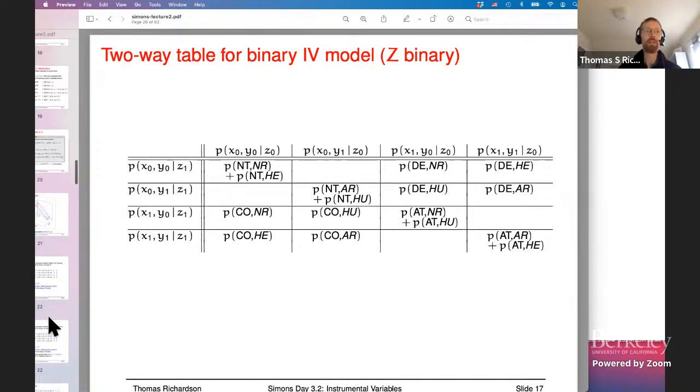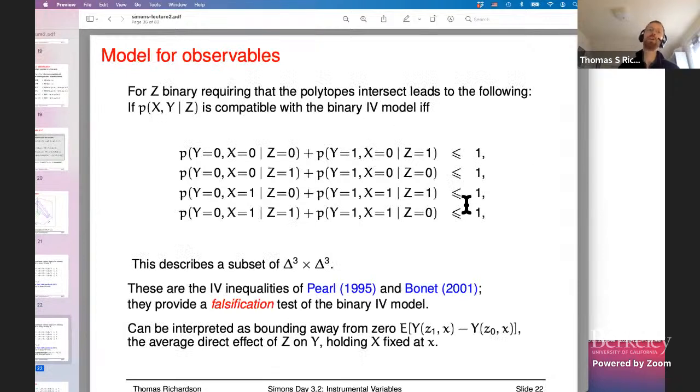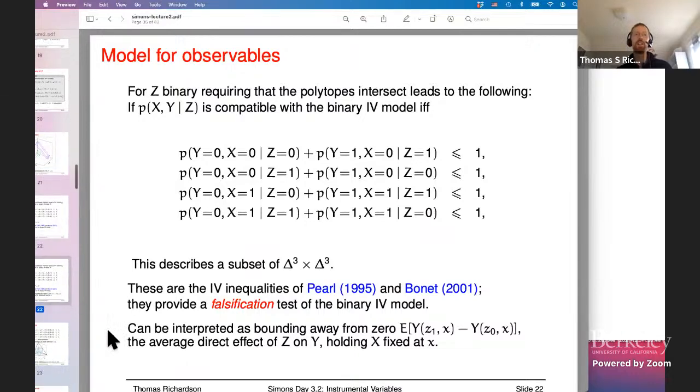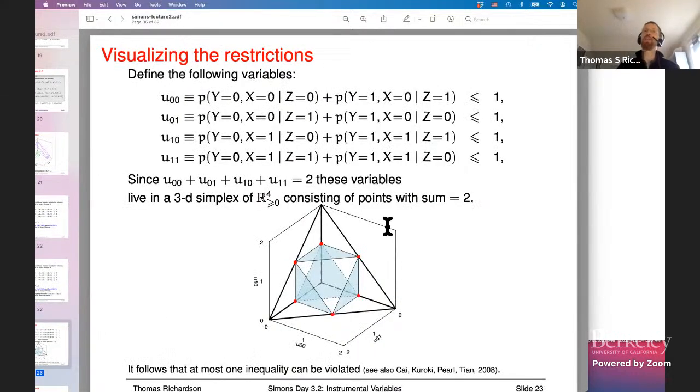Okay. So these are the inequalities. That's what I'm saying here. It can be interpreted as bounding away from zero the average direct effect of Z on Y, holding X fixed at x. This set is not so easy to visualize, but we can at least think of it as a three-dimensional shadow, a three-dimensional projection.